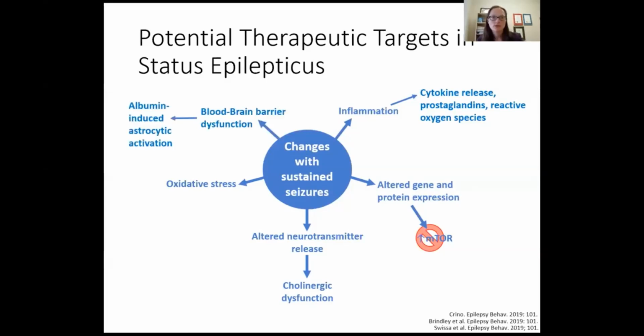Blood-brain barrier dysfunction is another area of intense research. Right now, a focus is on looking at how one can reduce albumin-induced astrocytic activation and other processes that occur due to impaired blood-brain barrier function.